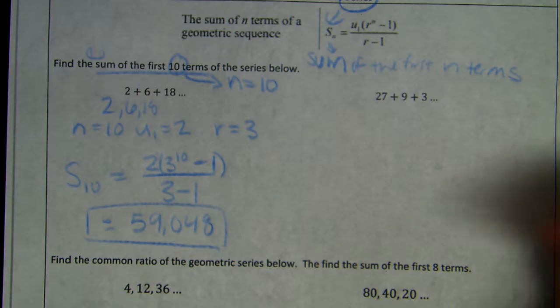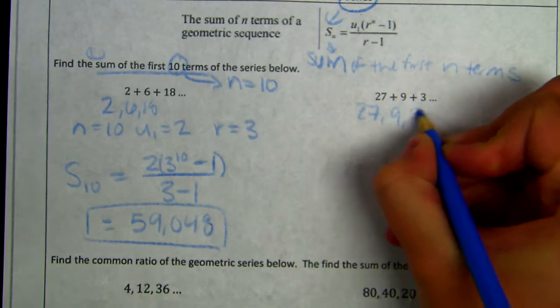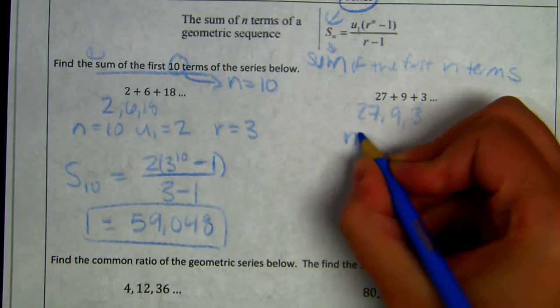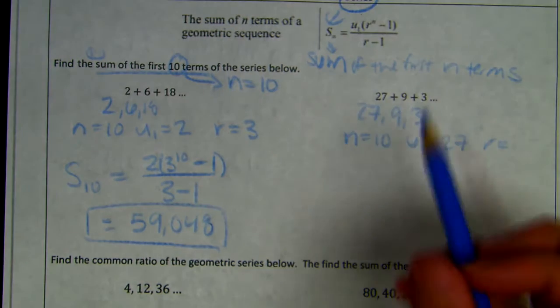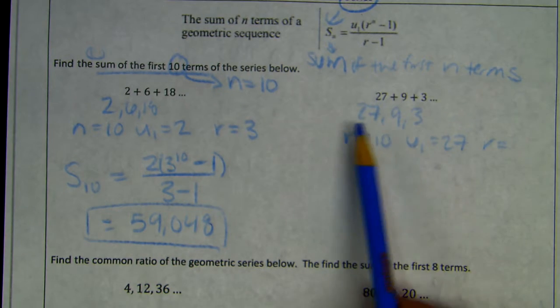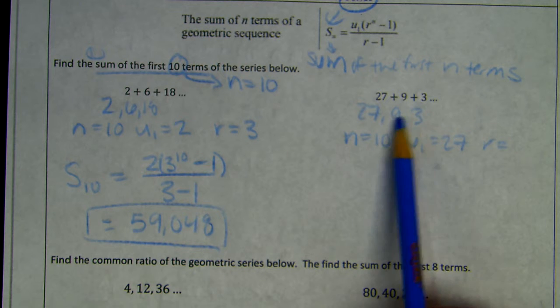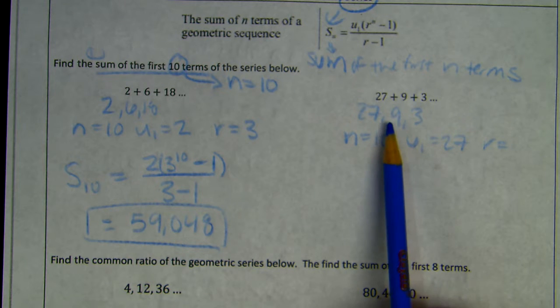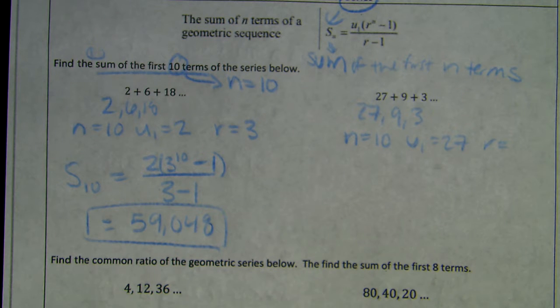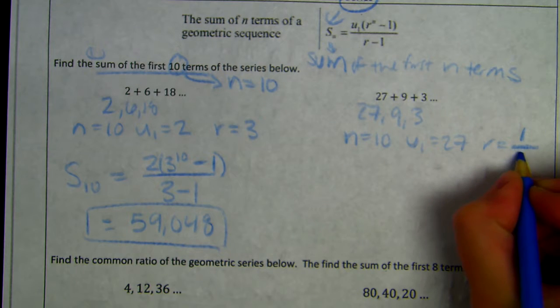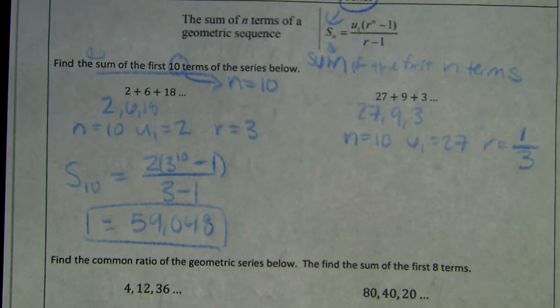This next one's a little bit trickier. So we have 27, 9, 3. Filling it in, we know that N equals 10. My first term is 27. My common ratio is a little bit trickier. So looking here, we see that 27 divided by 3 would give me 9. 9 divided by 3 would give me 3. But we need to write our common ratio in terms of multiplication, so we cannot write divided by 3. So I know that I can represent dividing by 3 as multiplying by 1 divided by 3, or 1/3.